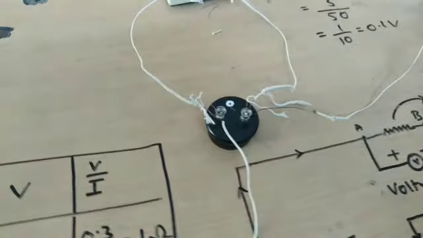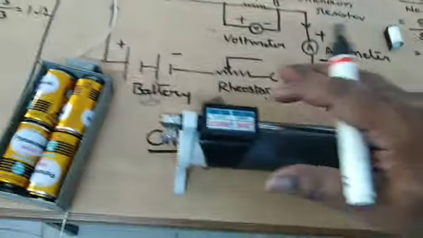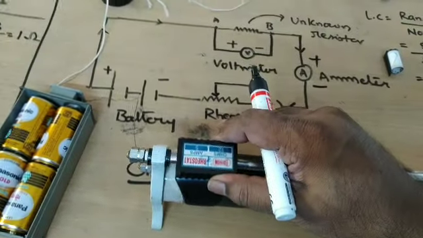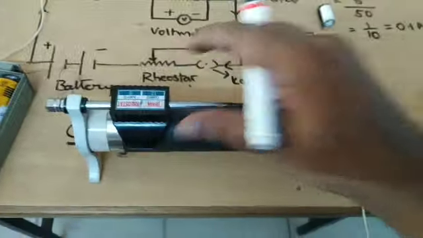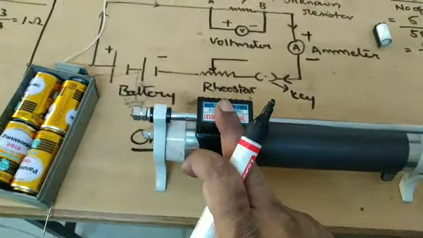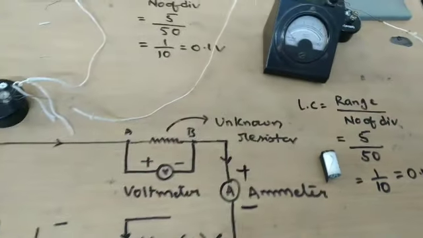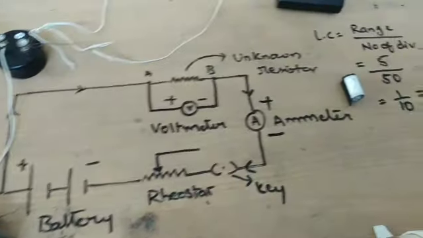Now let us increase the resistance. Let us change the current. The current in the circuit can be changed by using the slider of the rheostat. That means if I move this slider, the current value will either increase or decrease.